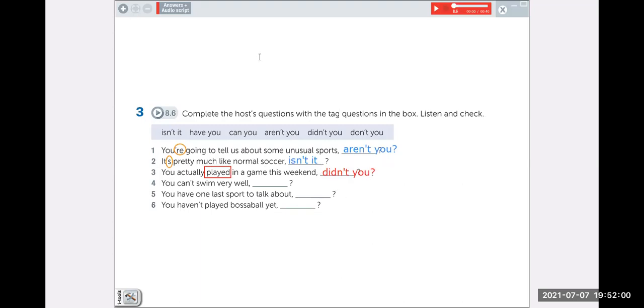The next one, we have a modal verb. So we can change this modal verb to the affirmative form. Here we have another one. It says, you have one last sport to talk about. And here we don't have an auxiliary verb, right? But we use the auxiliary verb that we normally use in the tense of this sentence.